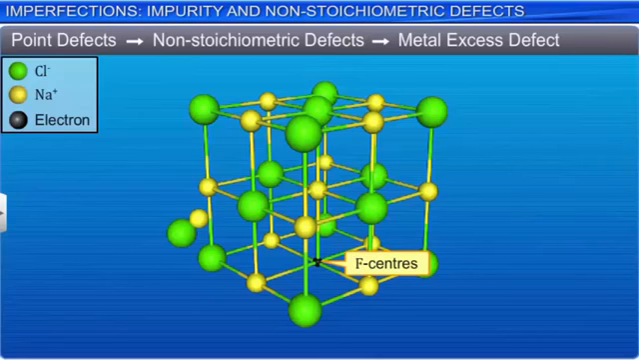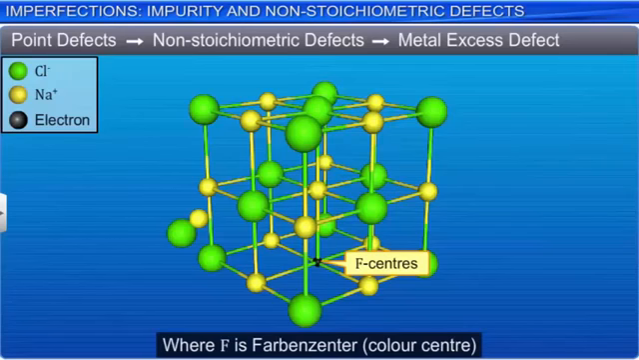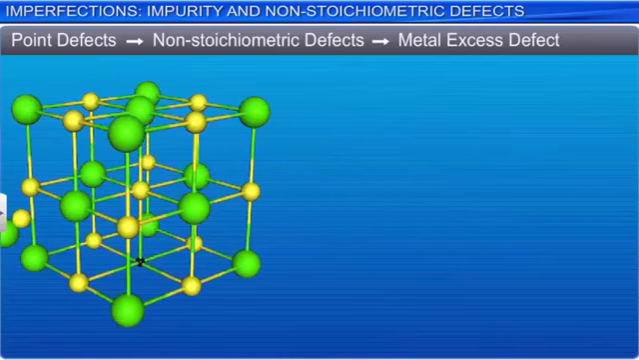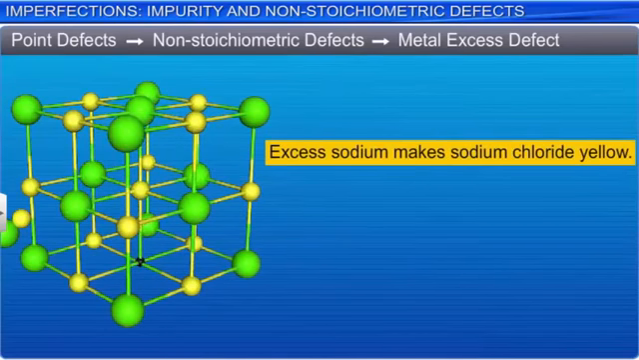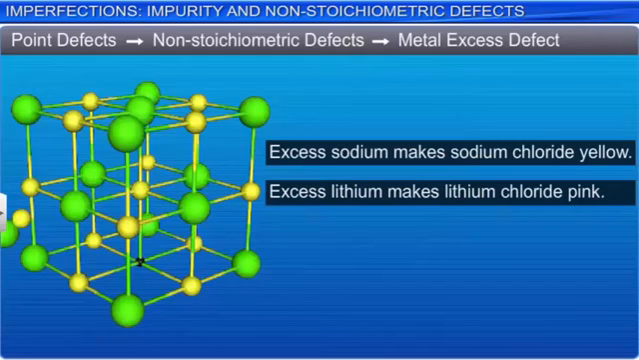Here, F stands for Farbenzenter, a German word that means color center. The anionic sites occupied by unpaired electrons are called so because they impart color to the crystal. For example, excess of sodium makes sodium chloride yellow. Excess of lithium makes lithium chloride pink. And an excess of potassium makes potassium chloride violet.